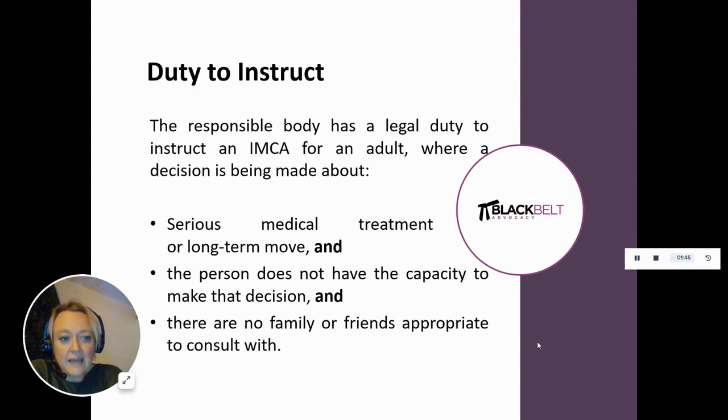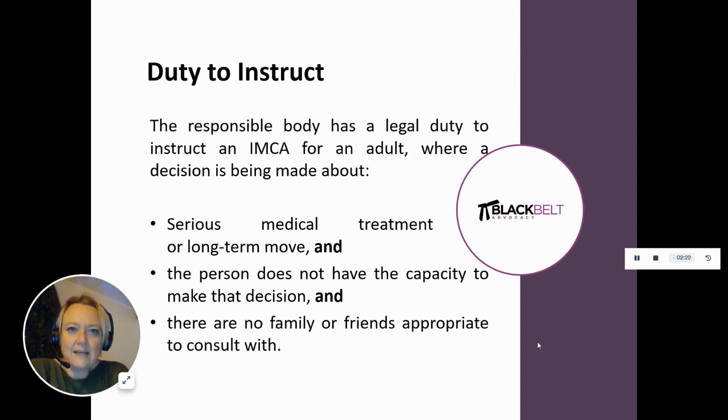And the role of the IMCA within this decision making process is really to make sure that the decision takes account of the person, and you're there to represent the person's wishes or likely wishes, and you're there to ask questions and explore options. A sensible benchmark, if you're not sure what questions to ask, is: if this person was your loved one, your mom or your child or your cousin or your sister, what type of questions would you want to know?